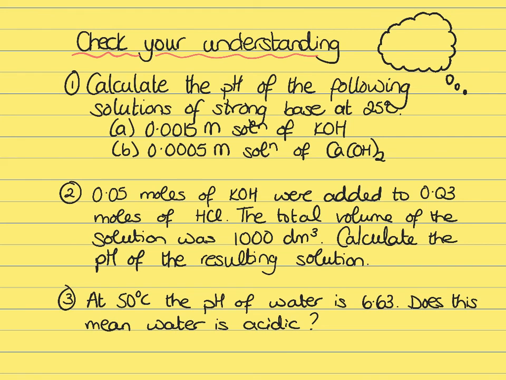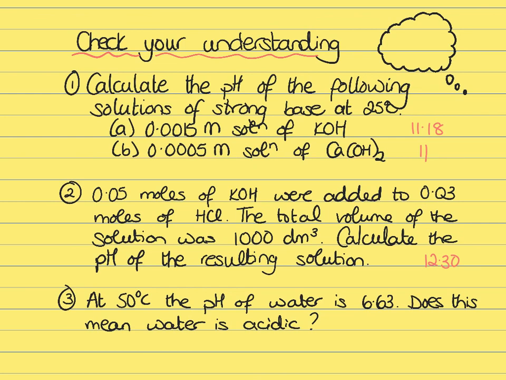For question 1A, the answer to this would be 11.18. Question 1B, it's calcium hydroxide. You've ended up with double the concentration, so you end up with 0.001 moles of OH minus ions, and that ends up with a pH of 11. Question 2, you end up with 0.02 moles of OH minus in excess, and that leads you to a pH of 12.30.